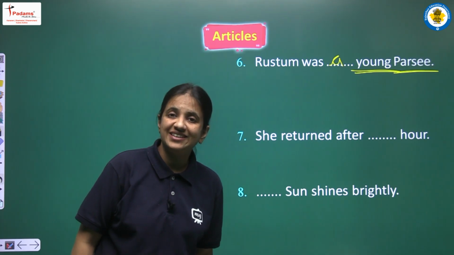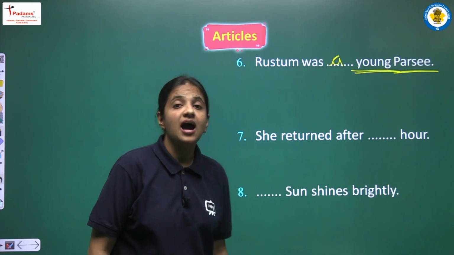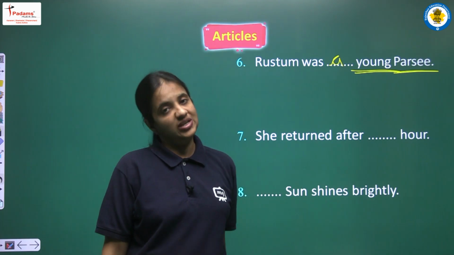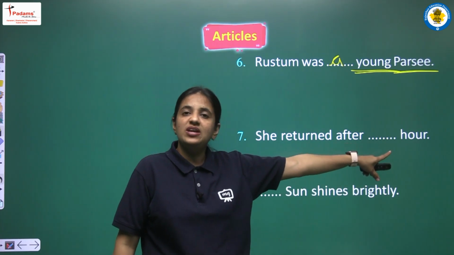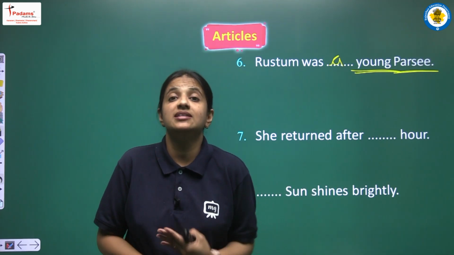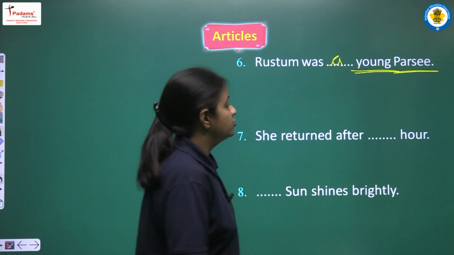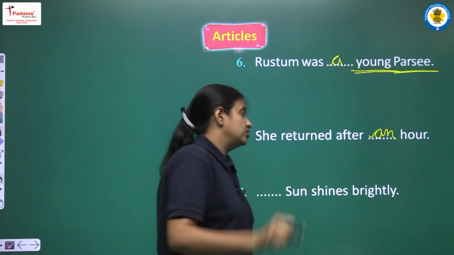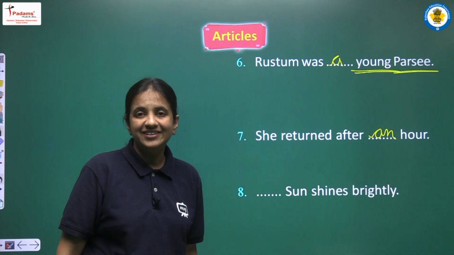Next sentence, she returned after R. So we have a blank, and after the blank we have R. Yes, we have to fill the blank according to the sound. In the beginning we have a vowel sound, because we have to focus on the pronunciation. So we can see that we have a vowel sound. For a vowel sound we have to use an as an article. So the sentence will be: she returned after an R.